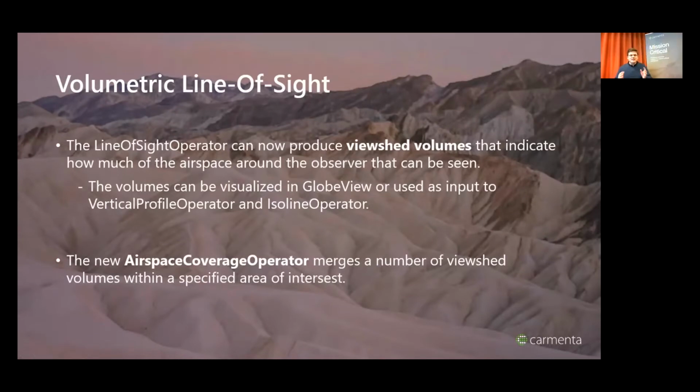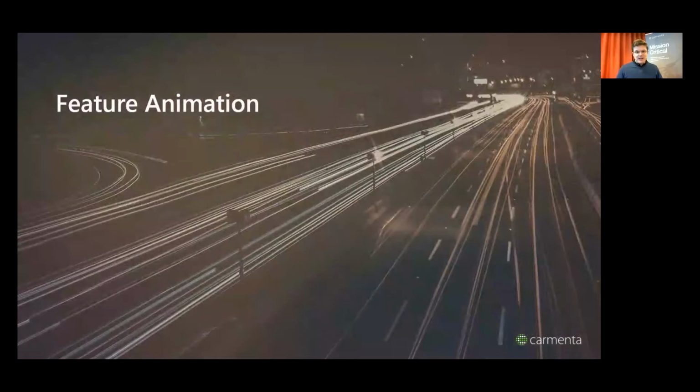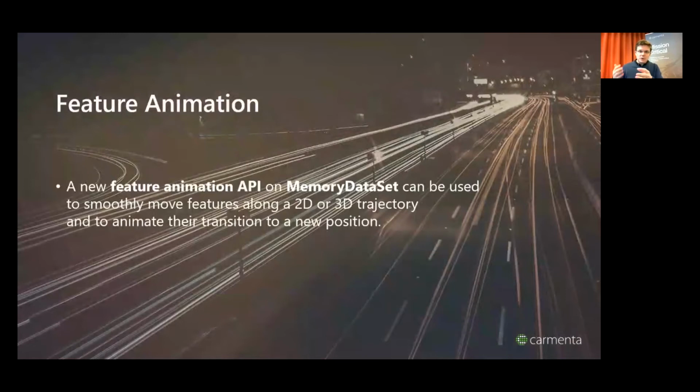So another new feature we've added is what we call feature animations. This is a new API on the memory dataset class. Memory datasets are typically used to handle application data. So this is where you put and update your dynamic information that you want to overlay on top of your map. And there's now an API which allows you to easily animate features in the memory dataset. You can, for example, set them to move continuously along a certain direction and speed. But you can also animate their transitions from one point to another. And of course, there's a sample included of this in the new SDK as well. So I'm going to go ahead and open up that sample.